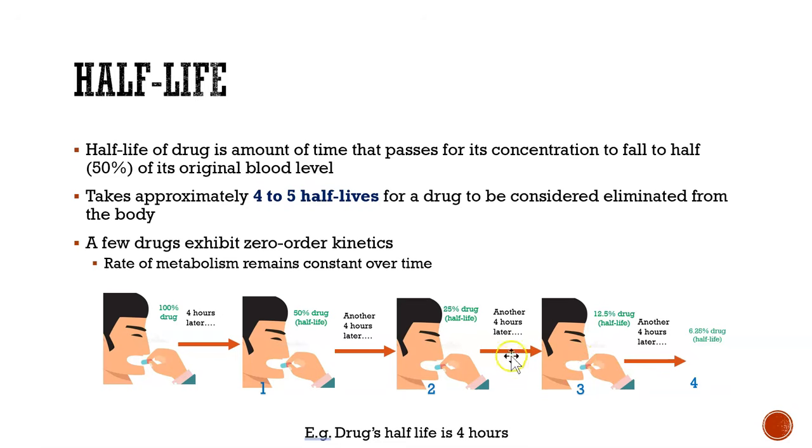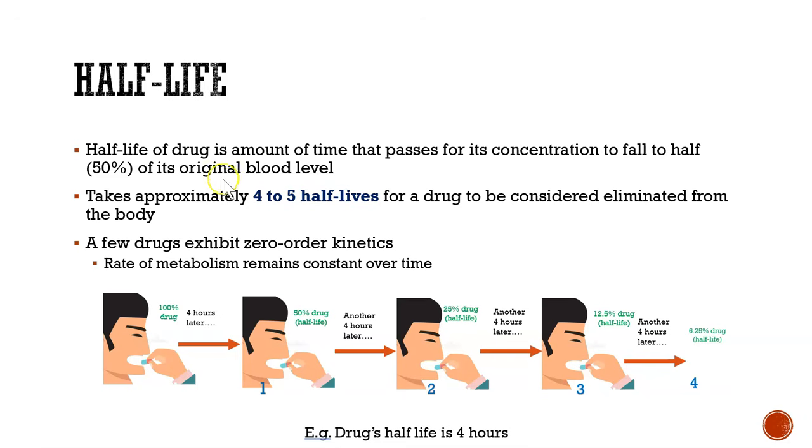4 hours after that, 50% of 25% is 12.5. So half of 25 is 12.5. 12.5% of the drug is remaining in your body, but everything else, 100 minus 12.5, which is 87.5, has been released from your body. After that, 4 hours later, 50% of 12.5 is 6.25%. So 6.25% of the drug is left behind in your body. And then 4 hours after that, hopefully every single bit of drug that was left in your body is now flushed out, is now eliminated.